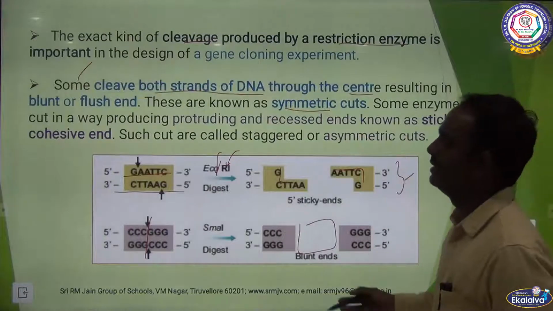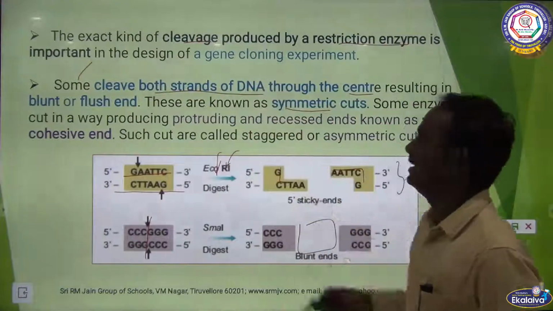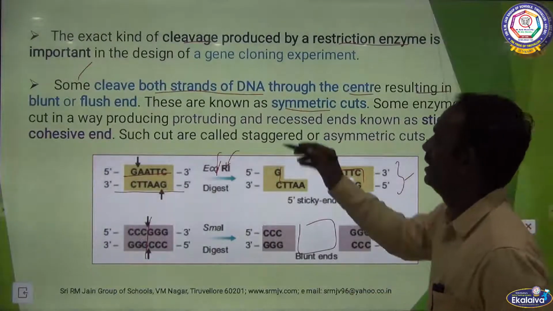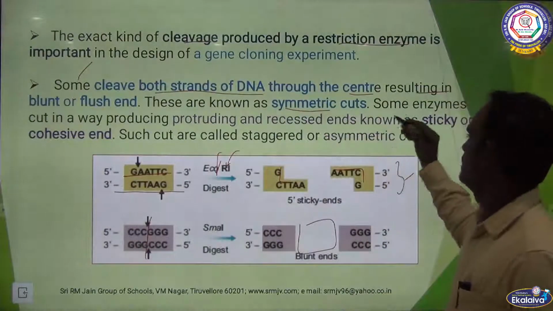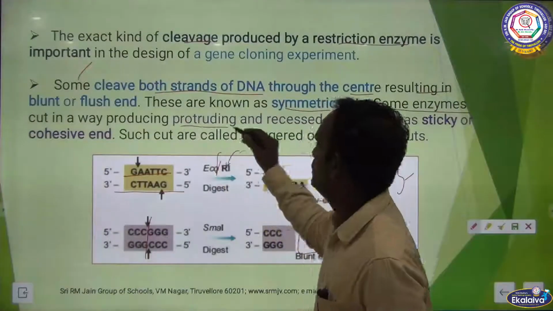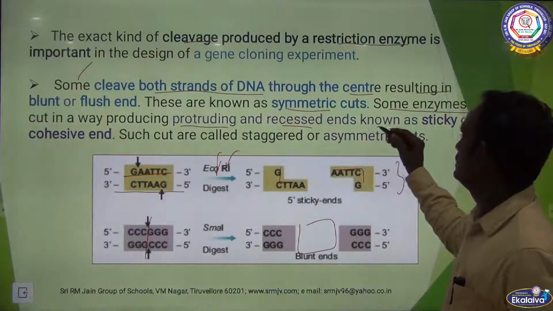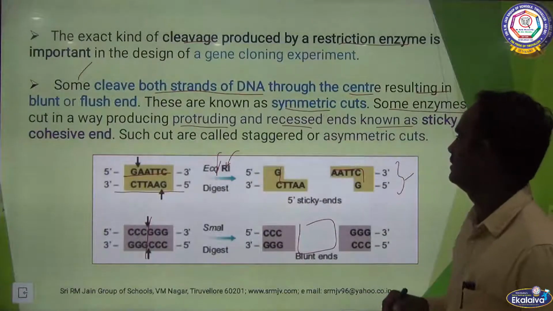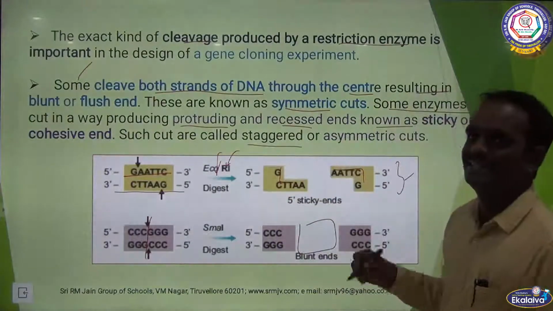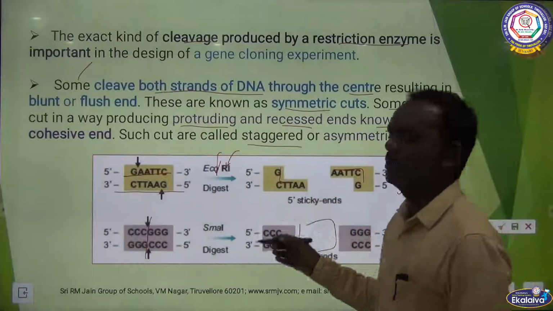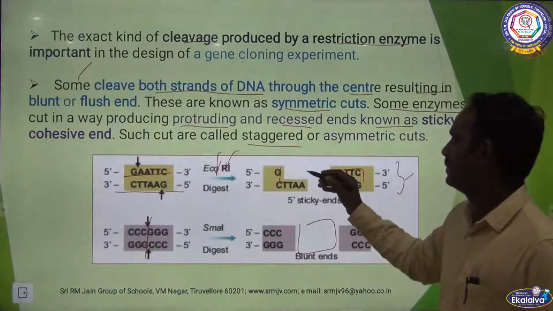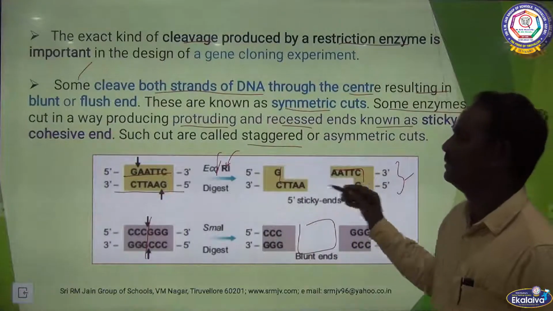I am repeating once again. Some enzymes cleave both strands of DNA through the center, resulting in the blunt or flush end. They are known as symmetric cuts. But some enzymes cut in a way producing protruding and recessed ends, a sticky or cohesive end. Such cuts are called staggered or asymmetrical cuts. So EcoRI cuts the sequence into a dissimilar shape, that is sticky, asymmetrical.